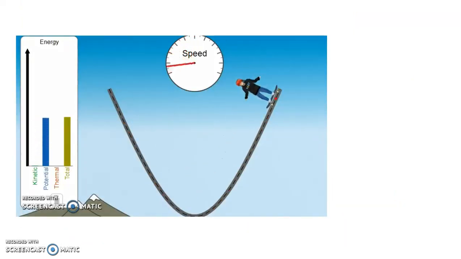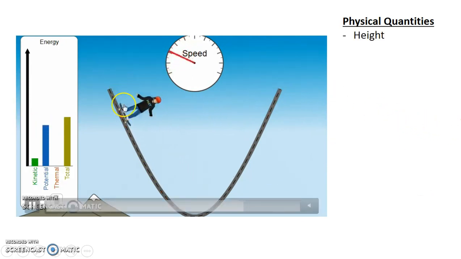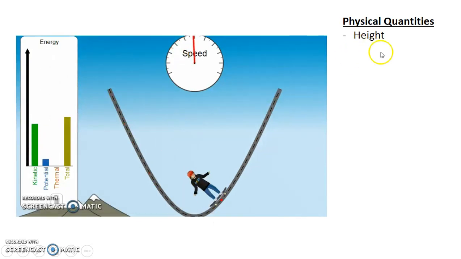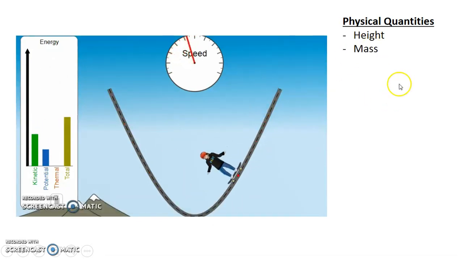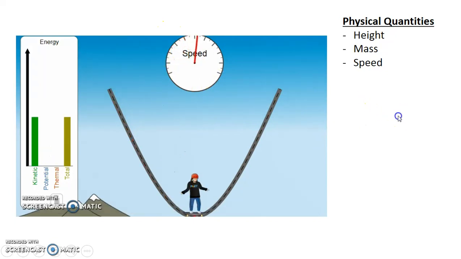So what do we have here? We've got a skate park, a skater and a skate park. First question: what are some of the physical quantities that you see? You can see the height of the ramp. The skater is at different heights of the ramp. You can see the mass of the skater, as well as the speed of the skater. You see it varies, right? It's fastest when it's all the way at the bottom, slowest when it's all the way at the top.